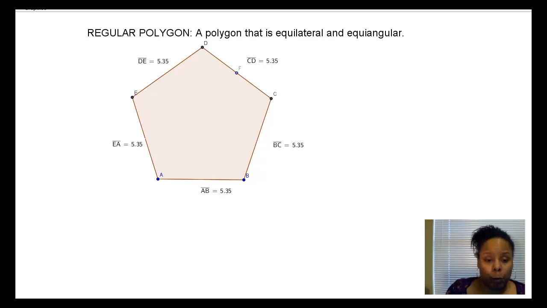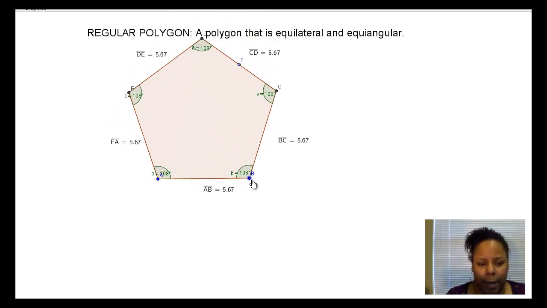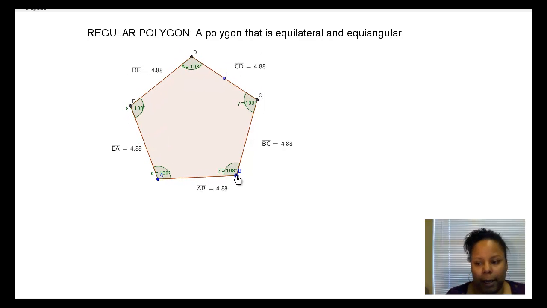And if you don't remember what a regular polygon is, a regular polygon is a polygon that is equilateral, which means all the sides are congruent, and equiangular, which means all the angles are congruent. As you can see here, in this particular polygon, all the side lengths are congruent and all the angles are congruent. And even as I change the length of the sides, that still remains. So in this case, we have a regular polygon.